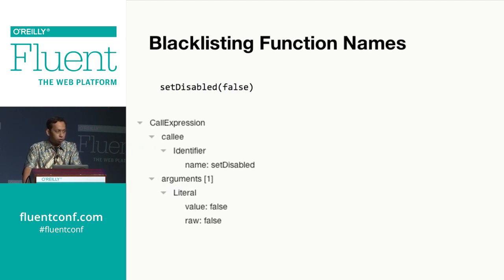As I mentioned earlier, you can also blacklist all kind of names. Again, the way we do it is from the syntax tree, we will get the callee, and then we will look up the identifier. In this case, it's set disables. And then you can compare set disables to a list of all blacklisted function names that should not be used in your application or library.